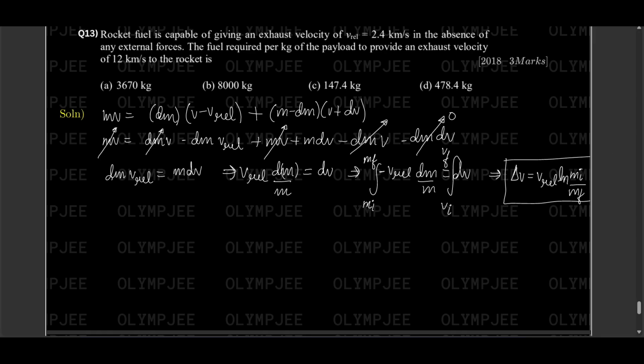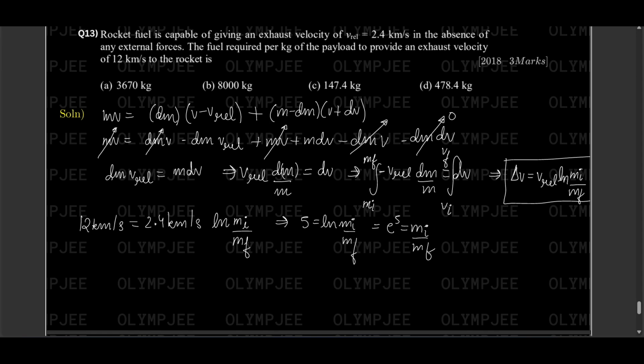So delta v is given as 12 km per second because initially the rocket is at rest and it is attaining an exhaust velocity of 12 km per second. So delta v is 12 km per second. Relative velocity is given as 2.4 km per second, and ln of m initial by m final. So we will get that 5 is equal to ln of m initial by m final, which gives us e raised to the power 5 is equal to m initial by m final.